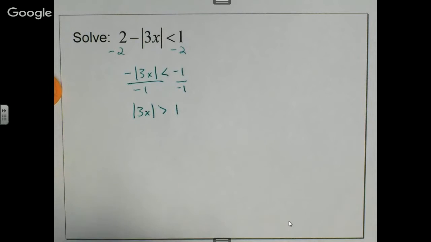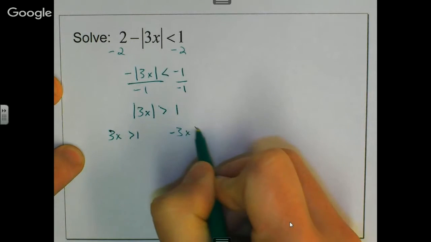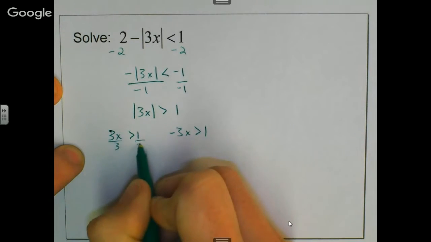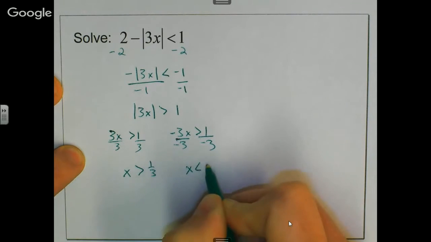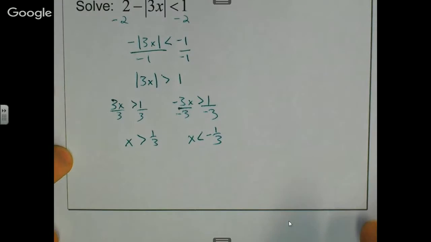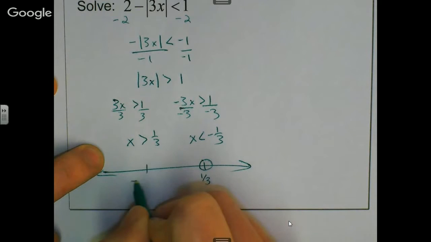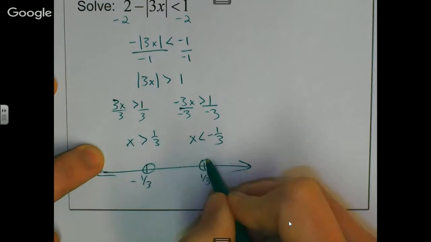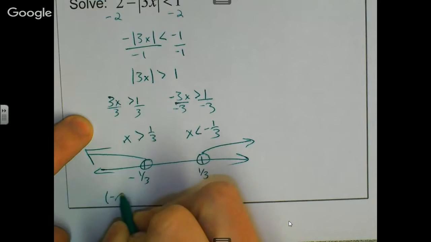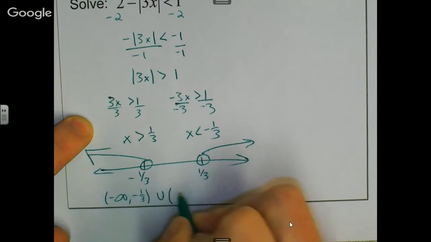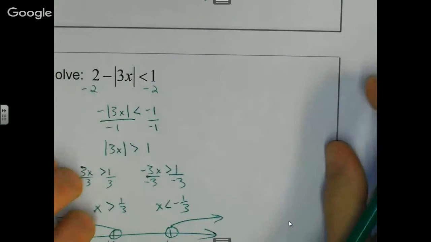Now that the absolute value is all by itself, we can go into splitting it up. So I get 3x greater than 1, or negative 3x greater than 1. So divide by 3, x is greater than 1 third, divide by minus 3, I also have to flip the sign, x is less than minus 1 third. Graph it out, here's 1 third, open circle, here's negative 1 third, open circle. So that's kind of similar to the other one there. So we have negative infinity to minus 1 third, union 1 third to infinity. And there's your interval. So I can pick any number outside of that.